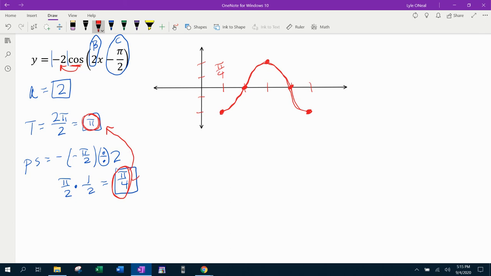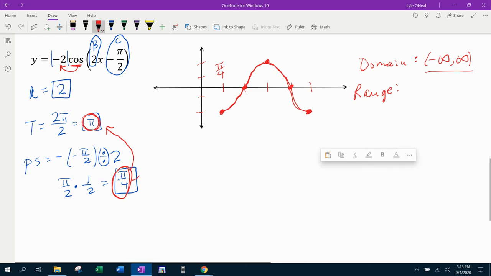No big deal, okay? Real quick, let's talk about domain and range again. So the domain is always all real numbers. For any sinusoidal, domain is -infinity to infinity. Range is going to be the lowest point to the highest point. And you have to start at the bottom first, okay? Range is low to high. So -2 to 2 would be our range.